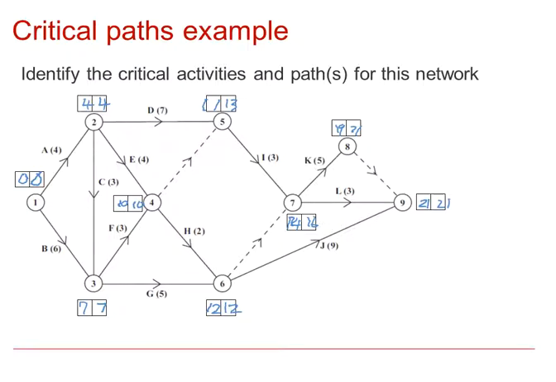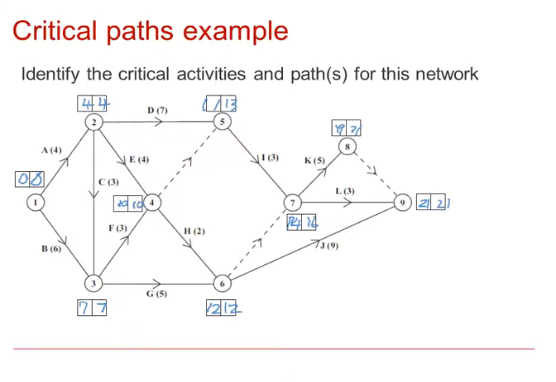So make sure that you can tell the difference between dummies required for precedence and dummies required to preserve unique identity. That said, we are actually asked to identify the critical activities and paths for this network. So having established the early event times and the late event times via our forward and backward passes, we are now in a position to check the floats.